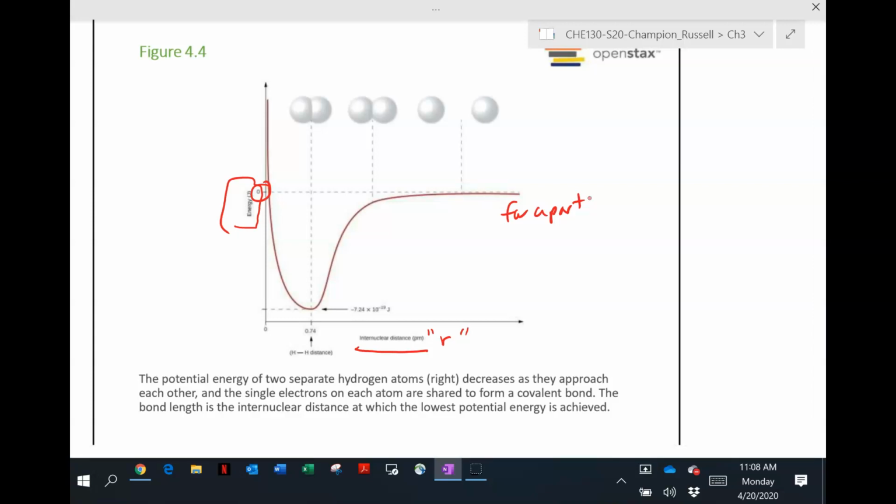Then as you start putting them together, eventually they begin to interact, and we see that interaction is favorable, right? And eventually this goes down and gives us a value here at the bottom of that curve of negative 7.24 times 10 to the negative 19th joule. This is specifically for a hydrogen molecule. But then if we try to squeeze these things closer and closer together, unfavorable terms come into play. The energy rises and eventually becomes unfavorable. And so it is very hard to squeeze two hydrogen atoms into the same space.